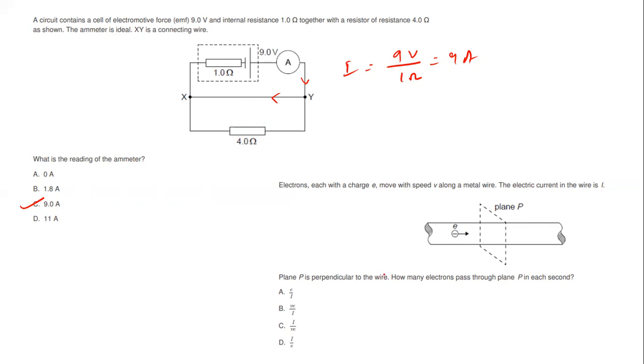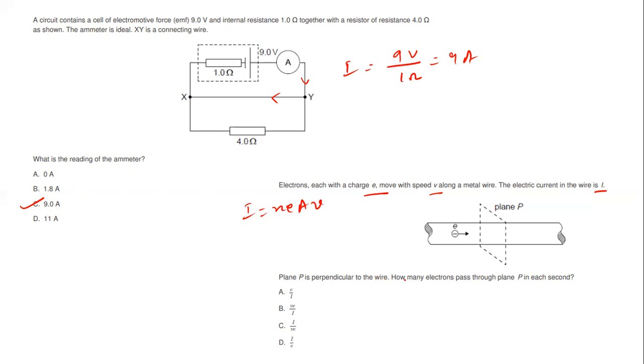This is right. Electrons, each with charge e, move with the speed v along a metallic wire. The current in the wire is I. Plane P is perpendicular to the wire. How many electrons pass through the point P in each second? So what is being given? e is given, speed v is given, current I is given. So we know that I is equal to nEAv.